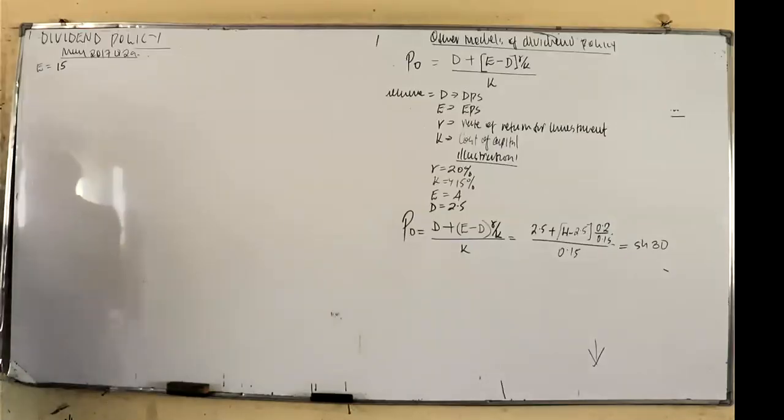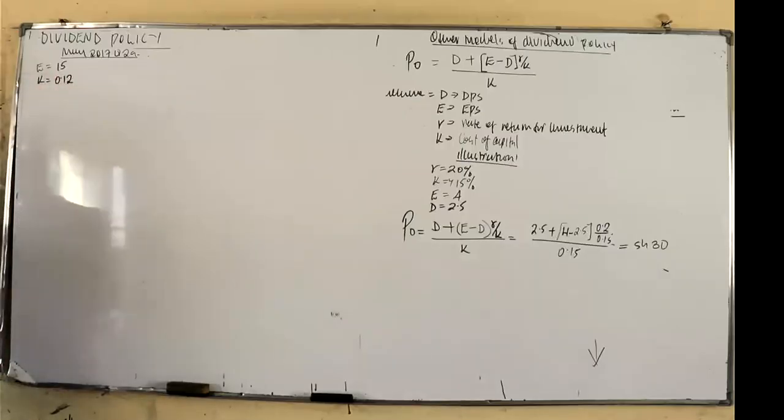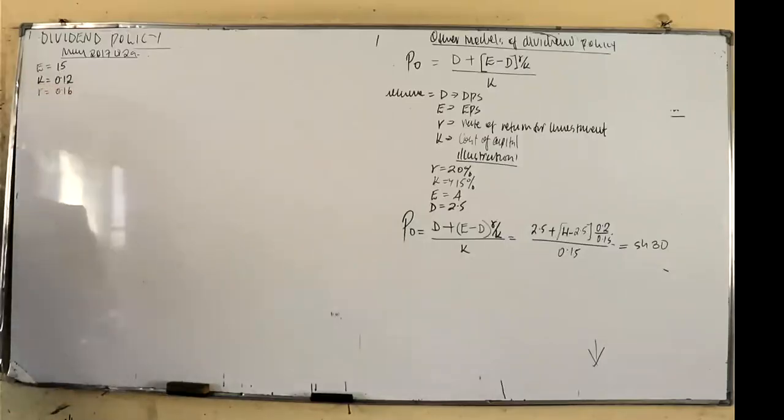The capitalization rate, that is the cost of capital, is 12%. The retention ratio is 40%, and the internal rate of return, R, is 16%. Required: the price per share under one, the Gordon growth model, and two, Walter.